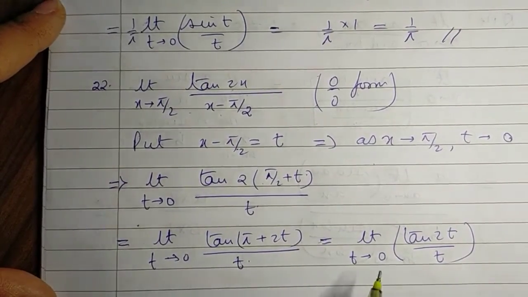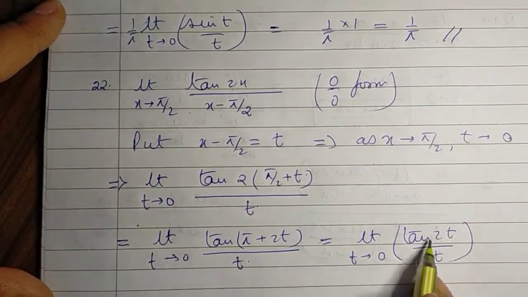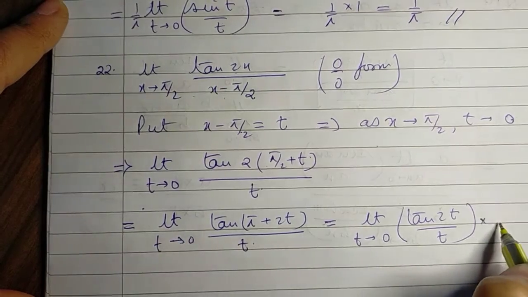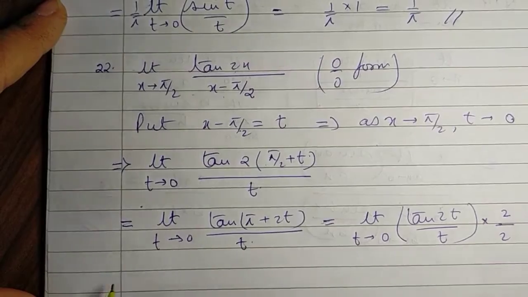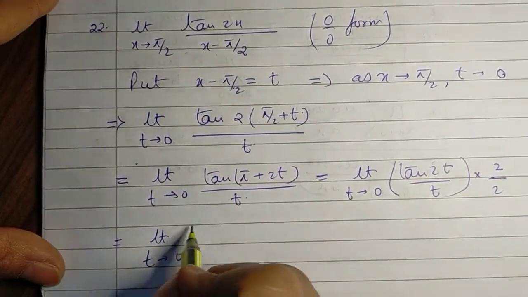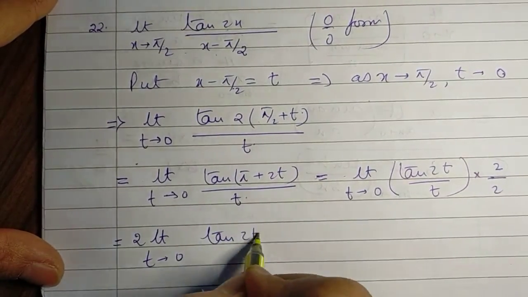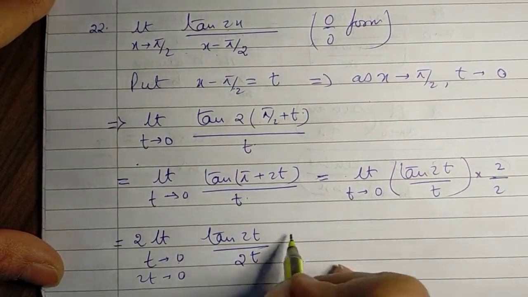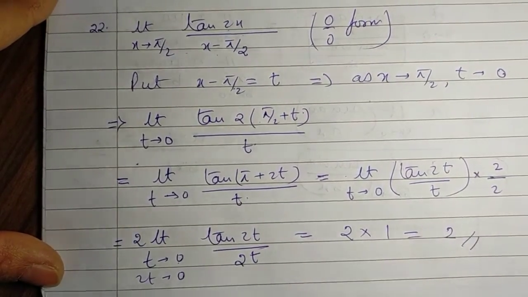Now to be able to apply this result, we should have the same denominator as the argument of tan. So multiplying and dividing by 2, you have 2 and 2 here, so that this becomes limit t tending to 0, 2 can come outside and tan 2t over 2t. As t tends to 0, 2t also tends to 0, and this becomes 2 times 1, which is 2, which is the answer.